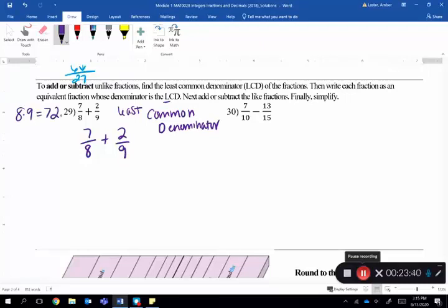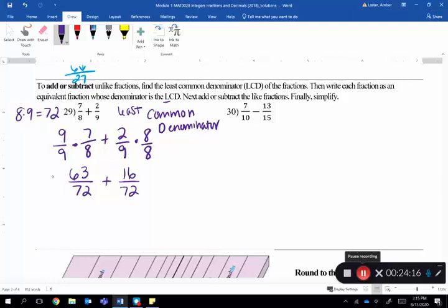What I'm going to do is multiply this fraction by 9 over 9 because I'm trying to get the denominator to 72, and this fraction by 8 over 8 because again I'm trying to get the denominator to 72. And anything over itself is equal to 1, right? If I have $9 and I'm going to split it up between 9 people, each person's going to get $1. 9 times 7 gives me 63 over 72, plus 2 times 8 gives me 16 over 72.